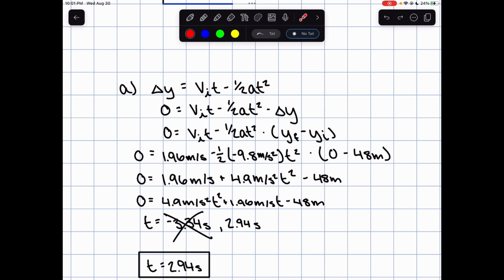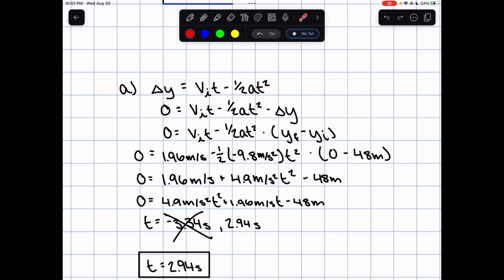What we're going to do first is set our equation equal to 0. To do this, it's simple. We just subtract the change in position, so make sure we have 0 on this side and minus delta y over here. We can even simplify this equation a little farther before we start plugging in numbers.